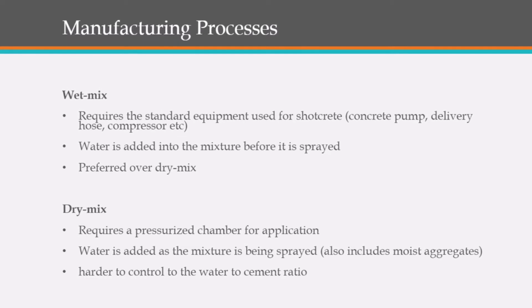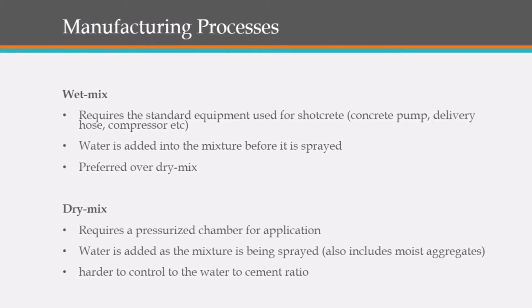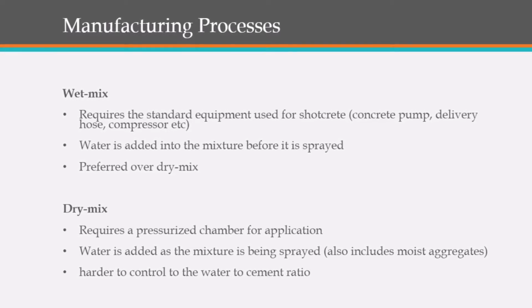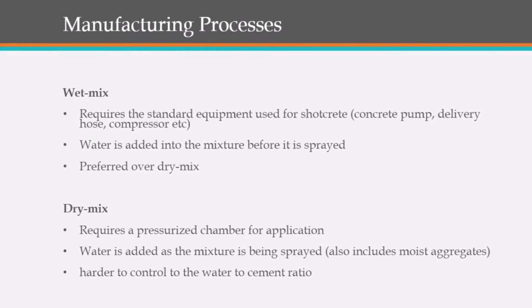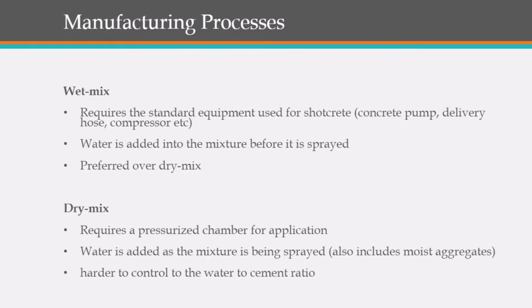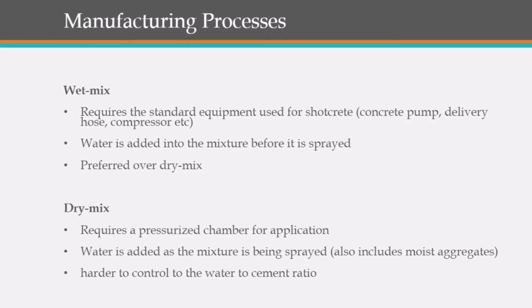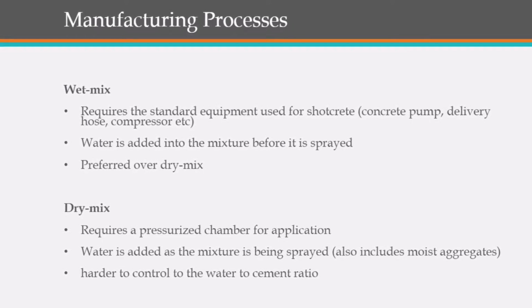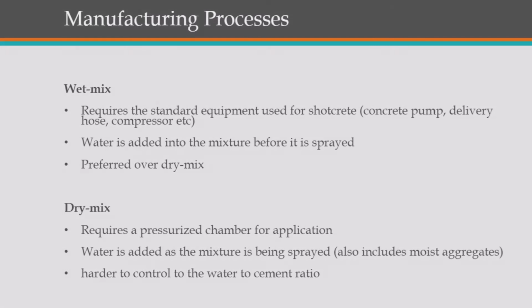This mixture is pumped through a hose where water is added under pressure in a pressurized chamber, wetting the mixture as it is jetted onto the surface. This process can make it very difficult to control the water to cement ratio, which is why the wet mix is often preferred over dry mix.